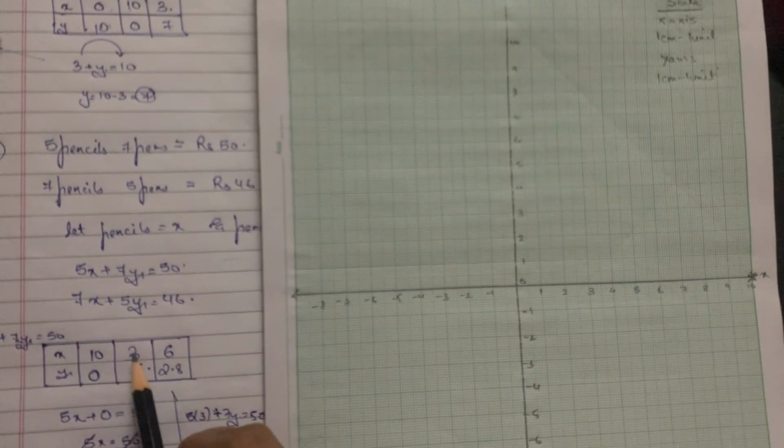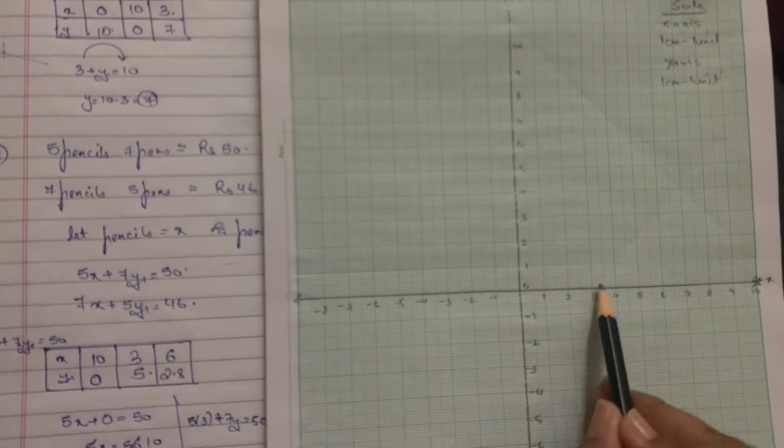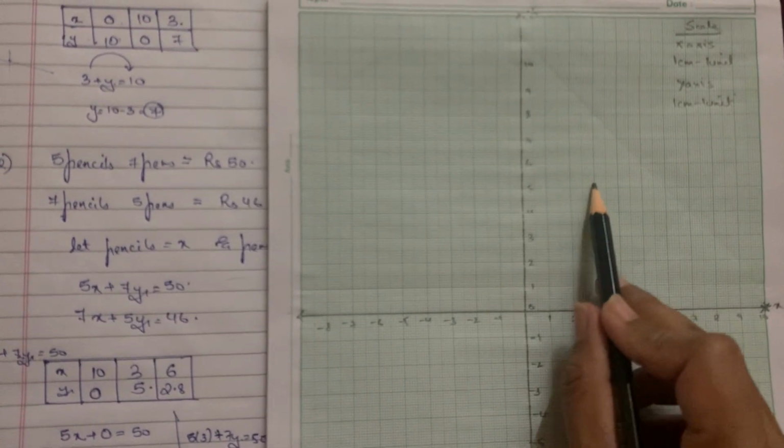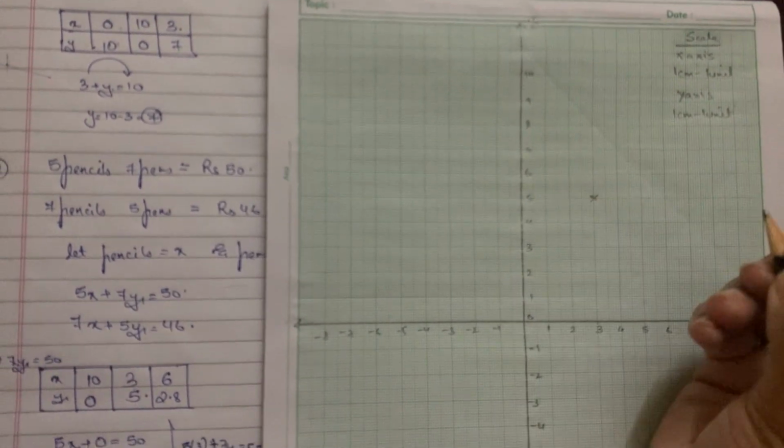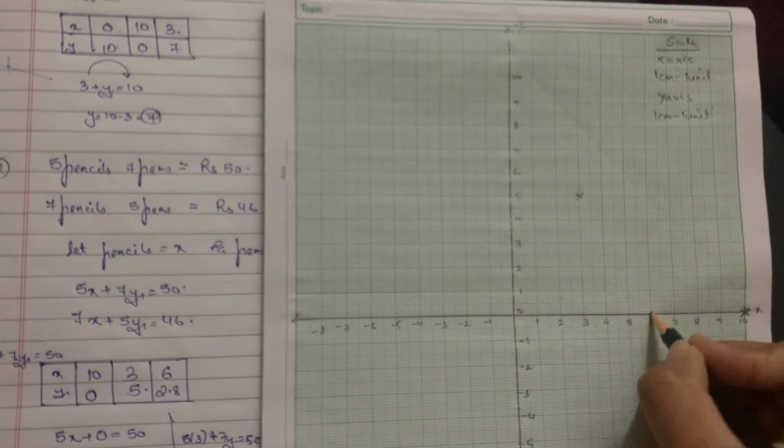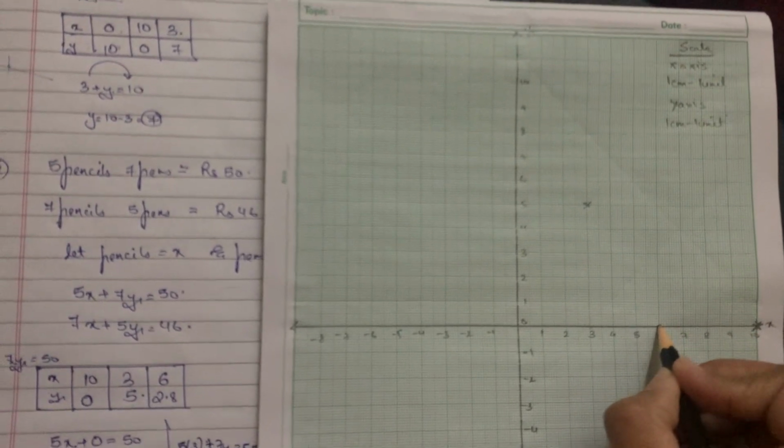Very good. Then it says 3 on x-axis, 5 on the y-axis. So I mark it here again. Then I have 6 on x-axis and 2.8. 2 is here. If you can see it, here is my 2.